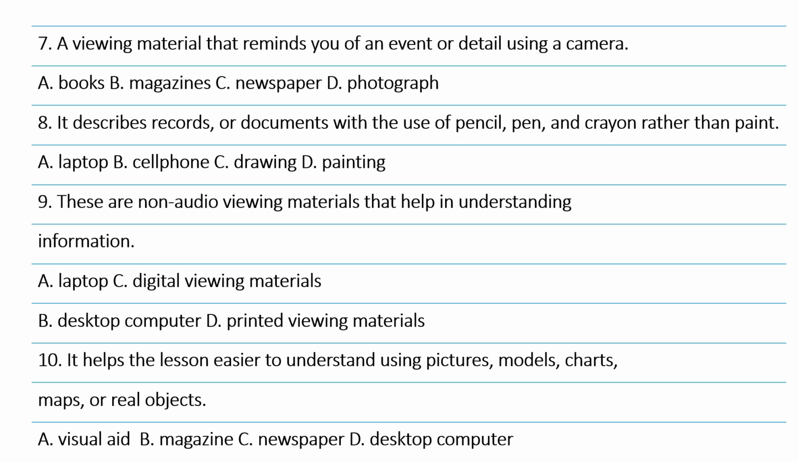Number 8, it describes records or documents with the use of pencil, pen, and crayon rather than paint. A, laptop. B, cell phone. C, drawing. D, painting. Number 9, these are non-audio viewing materials that help in understanding information. A, laptop. C, digital viewing materials. B, desktop computer. D, printed viewing materials. Number 10, it helps make the lesson easier to understand using pictures, models, charts, maps, or real objects. What do you think? A, visual aid. B, magazine. C, newspaper. D, desktop computer.